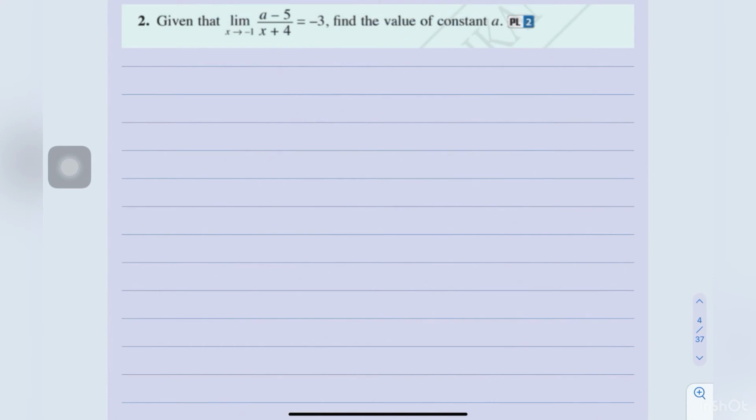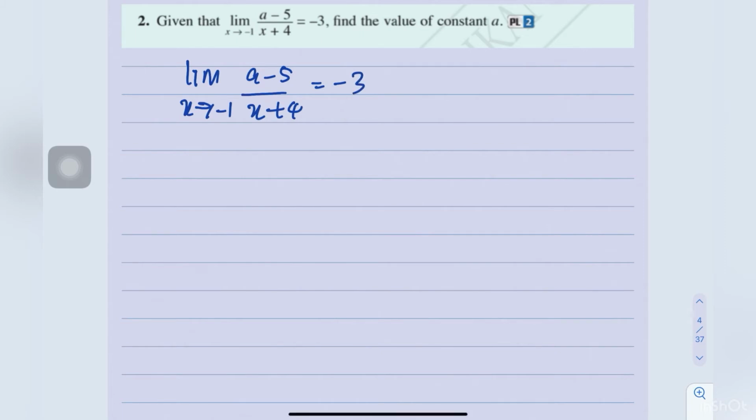Okay, let's do number 2. Given that the limit of (a minus 5) over (x plus 4) when x approaches negative 1 equals negative 3, find the value of the constant a.